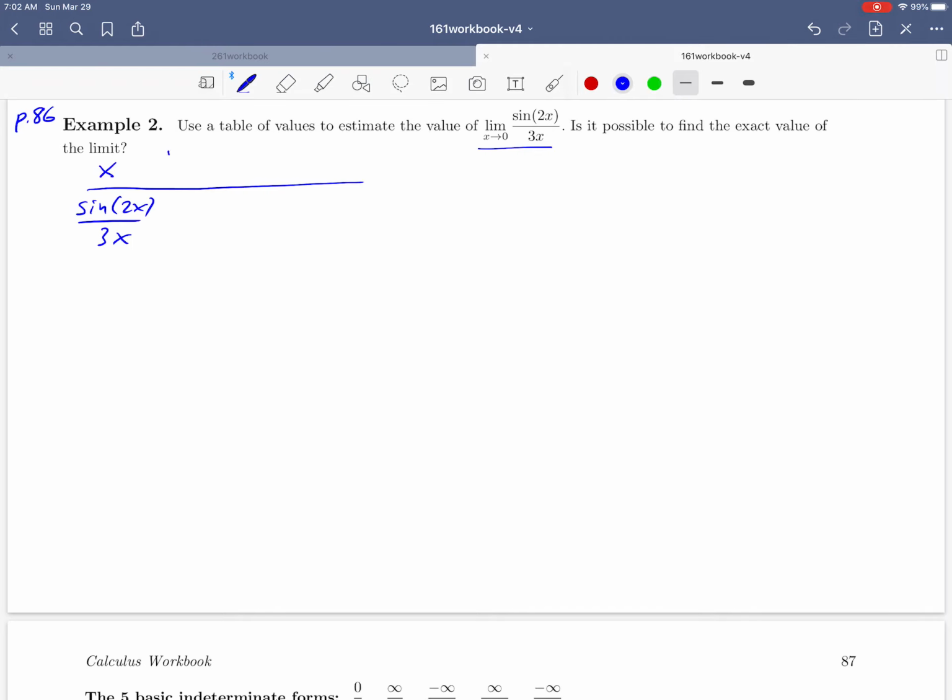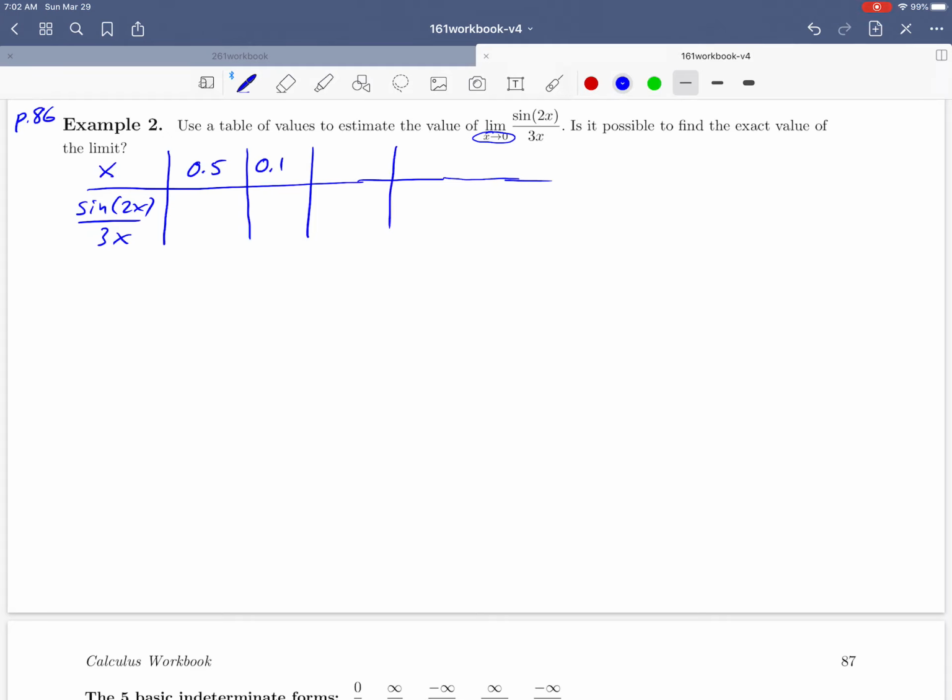So we're going to make a row with our x's and a row with our f of x, our function. The question we're always asking ourselves when we use this table method is, what kinds of x values do we want to plug in here? Well, that always comes down to what x is approaching. In this case, x is getting close to 0, so we want to choose a list of x values that approach 0.